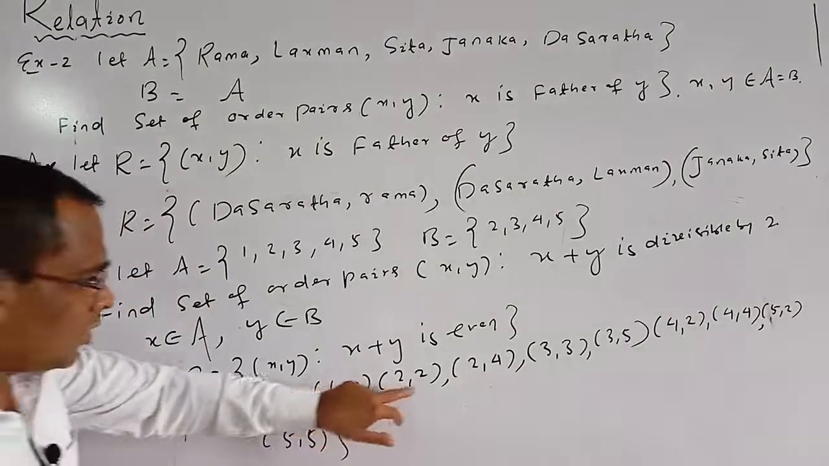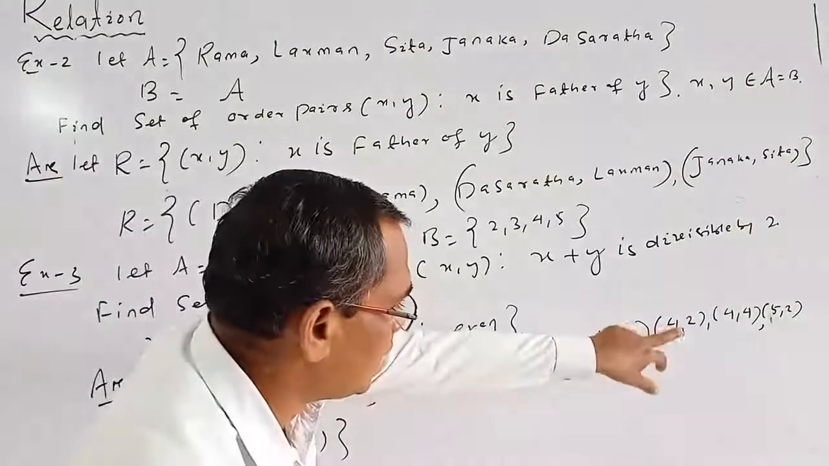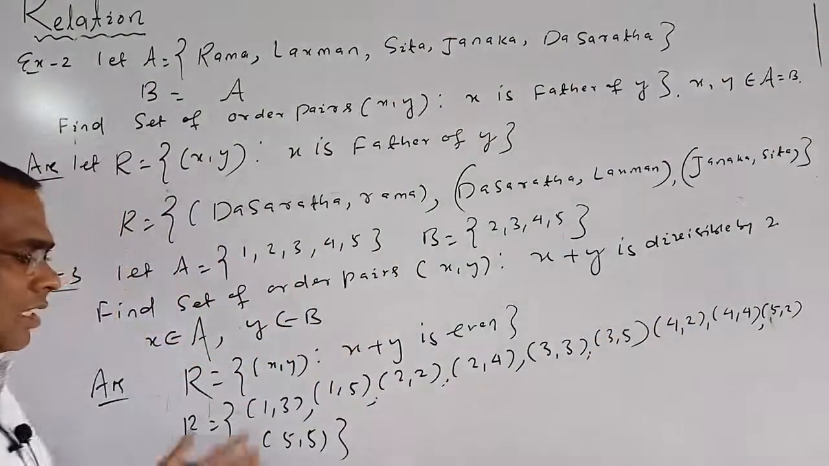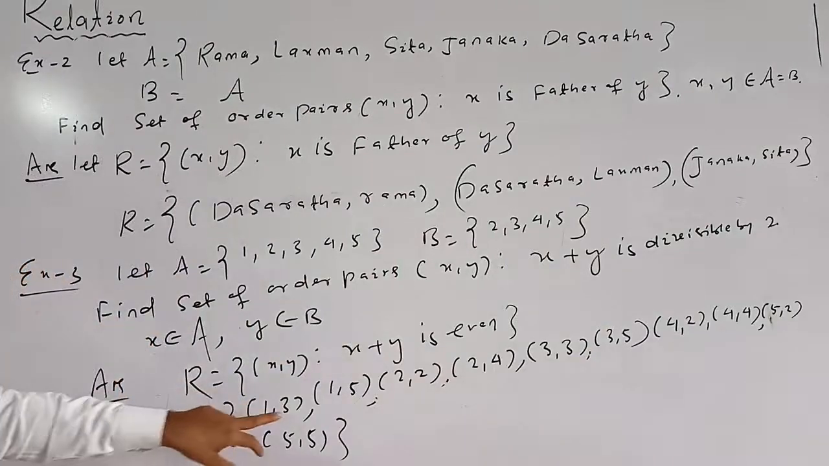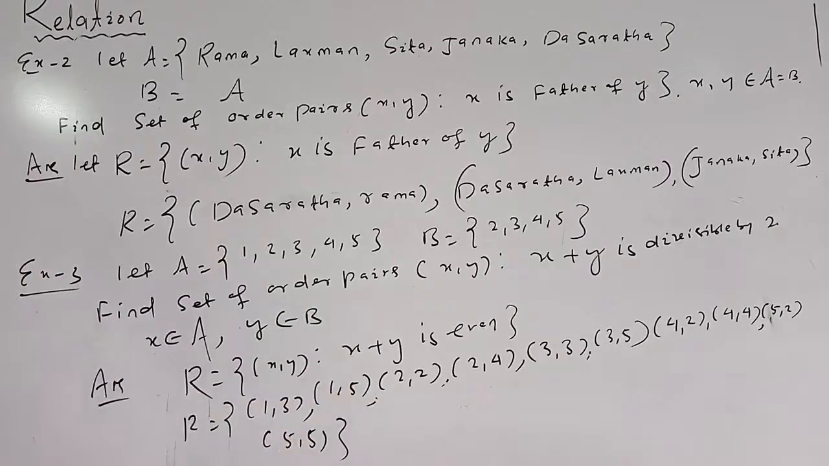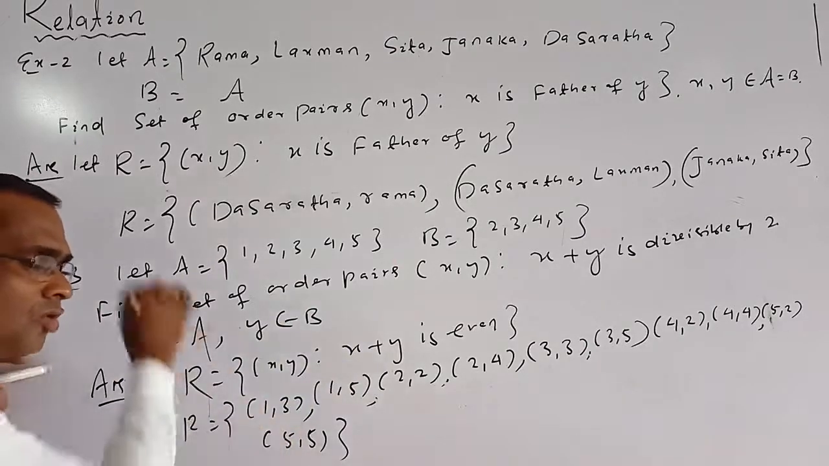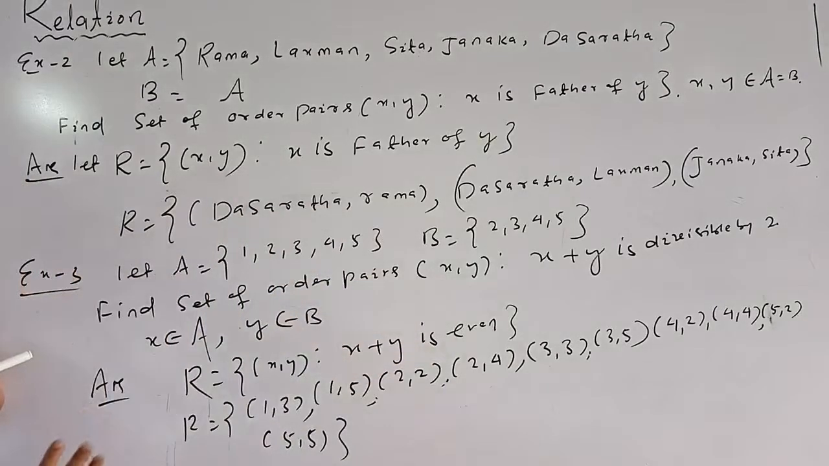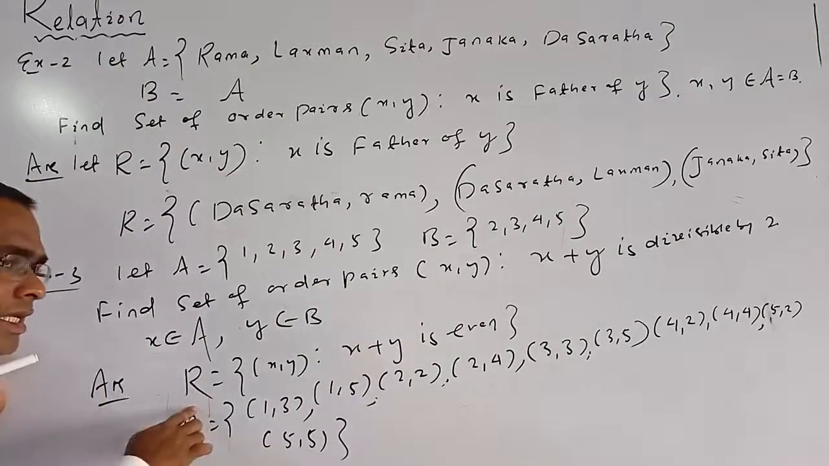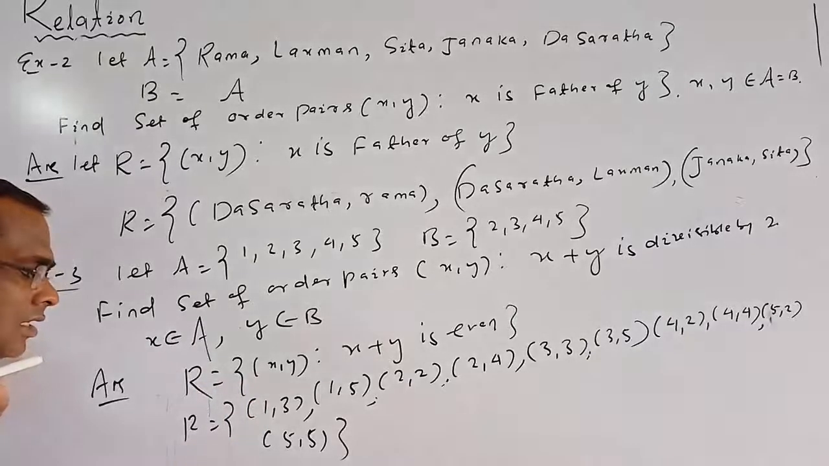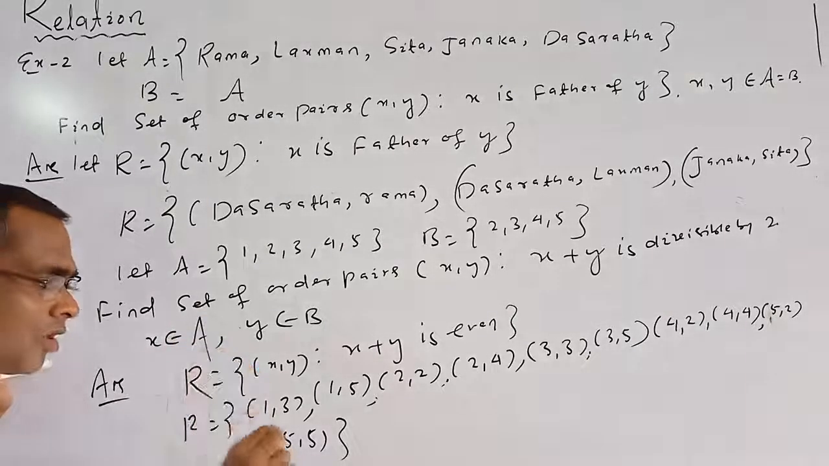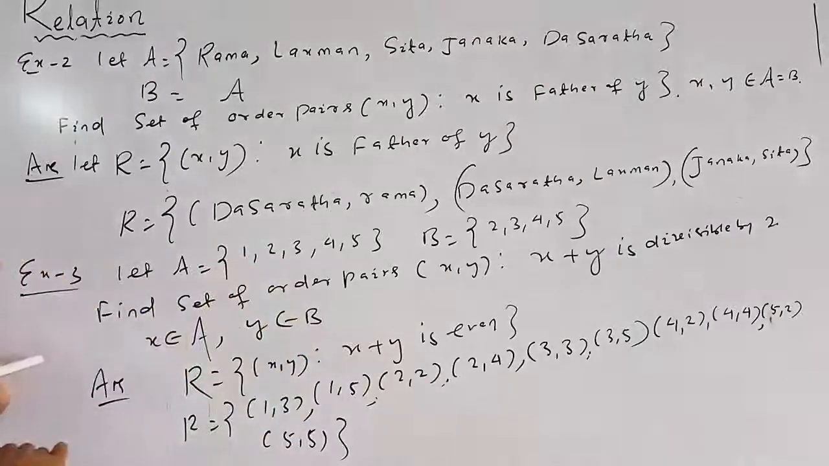1, 2, 3, 4, 5, 6, 7, 8, 9, 10. There are 10 ordered pairs possible. So in those ordered pairs, what is the relation between 1 and 3, and 1 and 5? Naturally we say the sum of two numbers is divisible by 2. So here R is the relation: the sum of two numbers is divisible by 2.